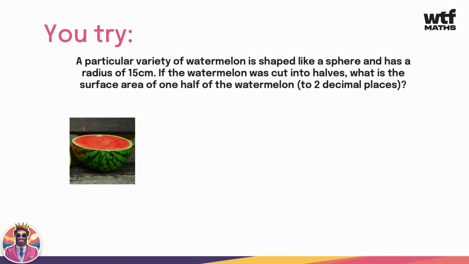Okay, here's a question for you to try. So we're just assuming this watermelon is a perfect sphere, okay? So a particular variety of watermelon is shaped like a sphere and has a radius of 15 centimeters. If the watermelon was cut into halves, what is the surface area of 1/2 of the watermelon to 2 decimal places? Give it a go and we'll be back shortly.